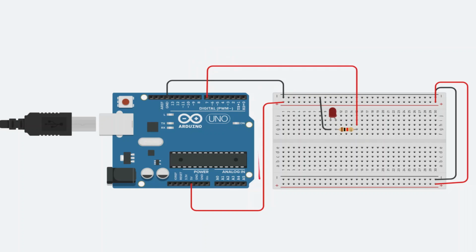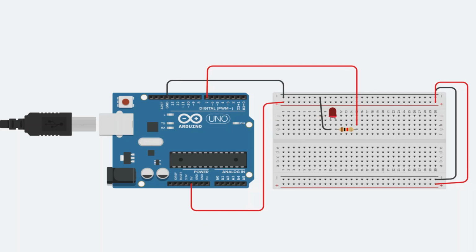First, let us power up the breadboard. We'll take a 5-volt power supply from the Arduino and give it to the positive terminal of the breadboard. Then, connect the negative terminal, or the ground, to the negative terminal of the breadboard. This powers up the whole breadboard, like this part.